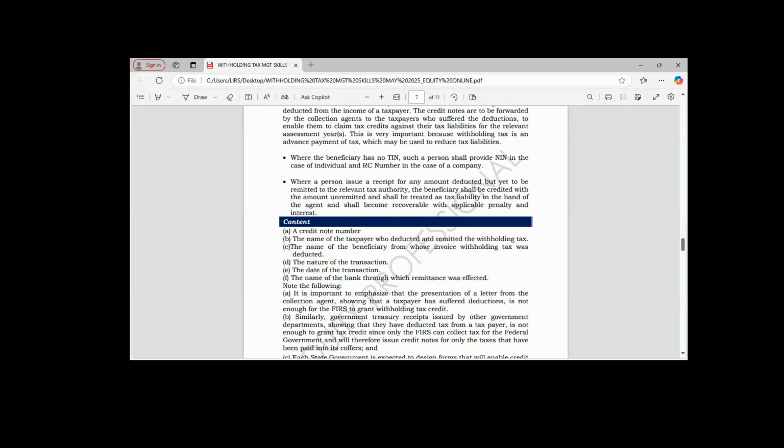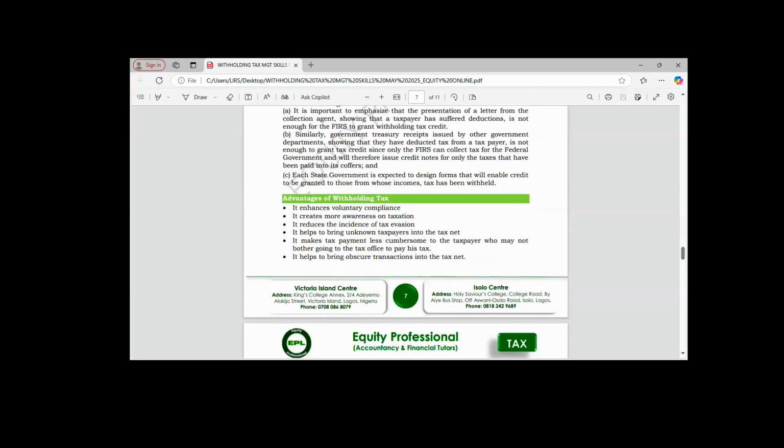Then you may also be asked for the content of the credit note. It's also very simple. It's going to have a number. The name will also be there. Name of the taxpayer, name of the beneficiary, name of the person who deducted, name of the person who is benefiting, the nature of the transaction, the name of the tax authority will also be there. So the bank where you are making the payment, all those activities will also be in the withholding tax credit note.